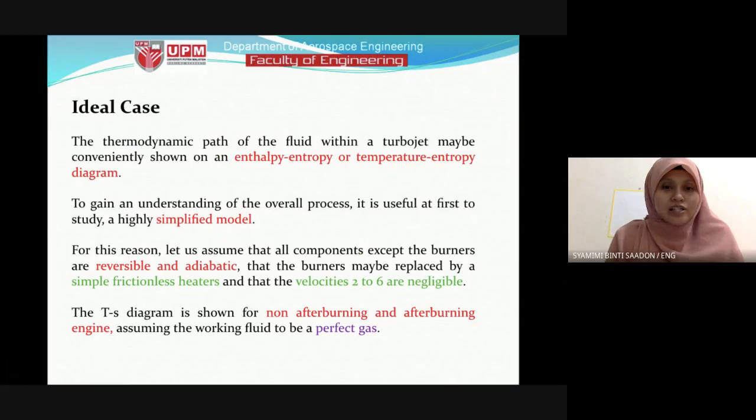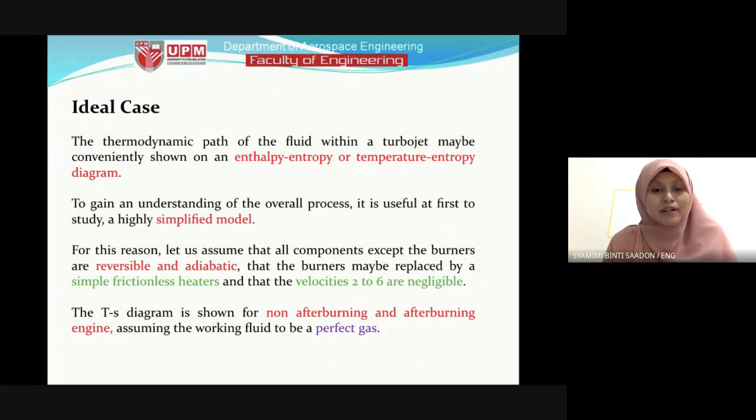The thermodynamic path of the fluid with the turbojet may be conveniently shown on an enthalpy-entropy or temperature-entropy diagram. In order to further describe the thermodynamic analysis, we use the enthalpy-entropy or temperature-entropy diagram. You know this by now, right? We have learned this in aerothermodynamics. The usual one you will use is the temperature-entropy diagram, the T-S diagram, to describe the process. To gain an understanding of the overall process, it is useful at first to study a highly simplified model, so we try to use the ideal case first.